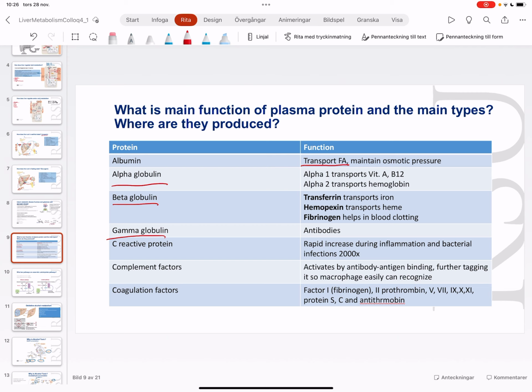different functions. So alpha globulin transports vitamins, and alpha-2 transports hemoglobin. Then beta globulin, there are three types of beta globulin: transferrin, hemopexin, and fibrinogen. And I think we have to know this one. Oh, we have to know this one for physiology. And I think we have to know all of them, actually. And then gamma globulin is antibodies.